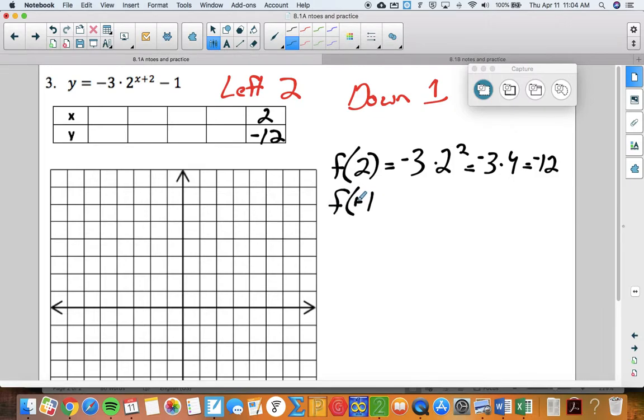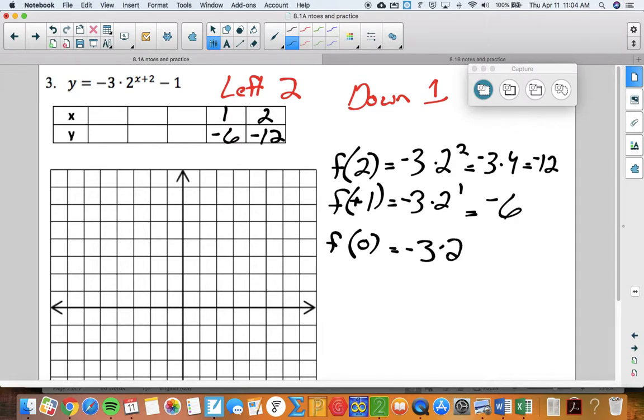Oops, let's do +1. -3 times 2 to the 1, we get -6. When x is 0, remember, it's just going to be that a value, the multiplier out in front, because this becomes 1.